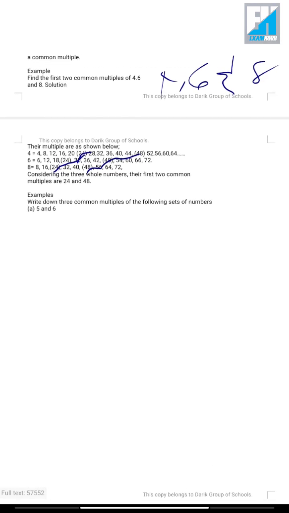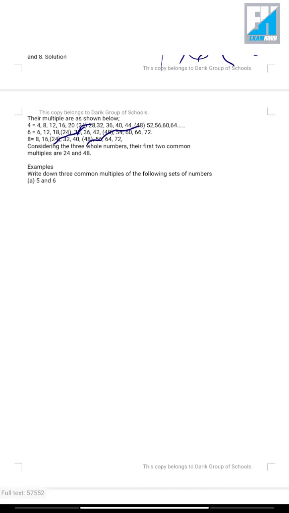Now, what are the common multiples? The common multiples here are those ones that are common together. We have 24 here together. We also have 48 that is common. The question is the first two common multiples. So we have 24 and then 48.